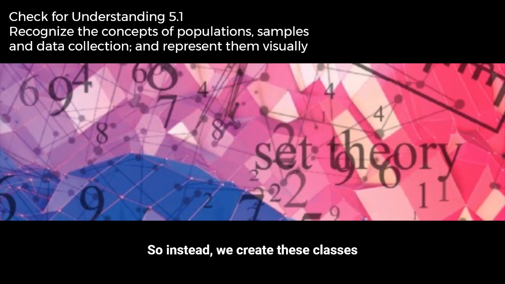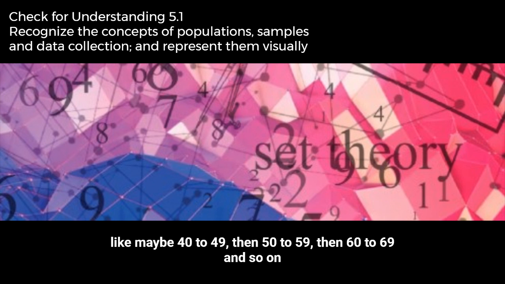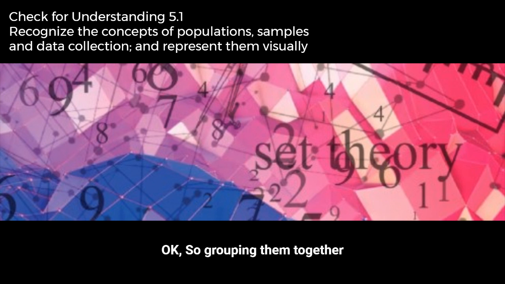Exactly. So instead, we create these classes, these intervals, like maybe 40 to 49, then 50 to 59, then 60 to 69, and so on. Okay, so grouping them together. Right. And then we count how many scores fall within each class. Okay. And that becomes the frequency for that class.